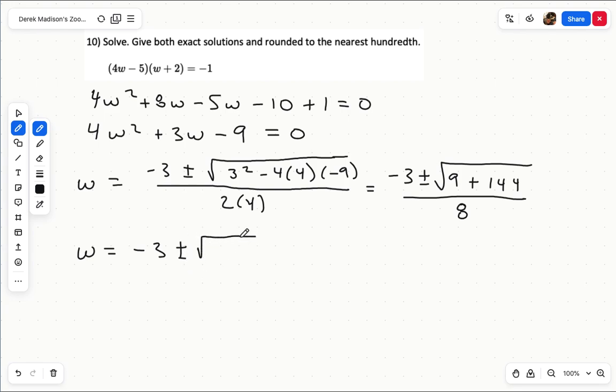And then just cleaning that up a little bit more, we get negative 3 plus or minus the square root of 153 over 8. So there's our two exact solutions again. And then putting the plus version and then the minus version in the calculator for my decimals, I got 1.17 and negative 1.92.